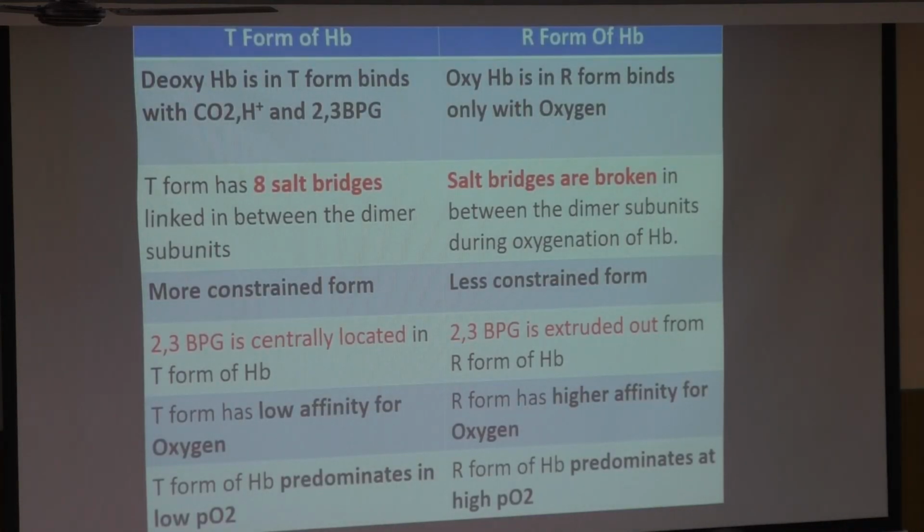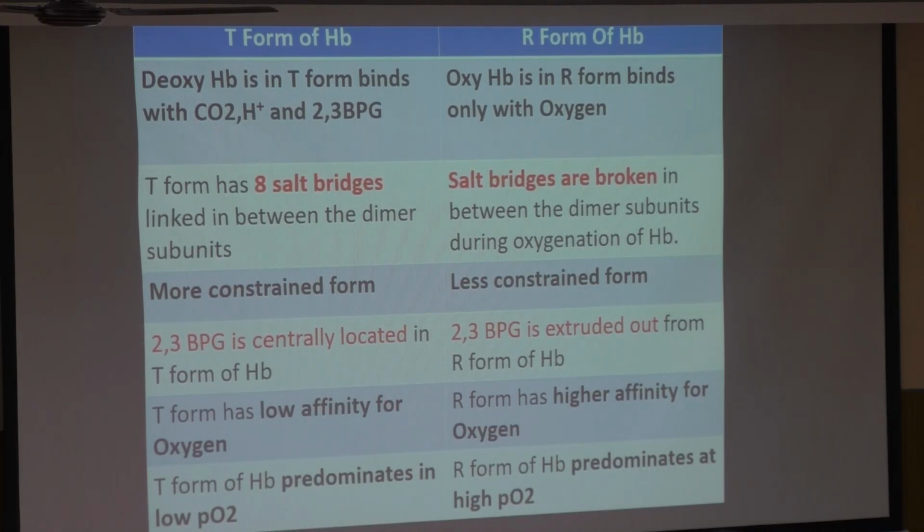Now there are two forms which I have discussed. There is a T form and there is an R form. T stands for tense, R for relaxed. So T stands for the deoxyhemoglobin, R stands for the oxyhemoglobin. So deoxyhemoglobin will bind to carbon dioxide, hydrogen and 2,3-bisphosphoglycerate. However, oxygen only binds to the oxygen. So there are various salt bridges. However, in the R form, salt bridges are broken down. The T form is more constrained, it is the more tense form, so that's why T. The R form is less constrained.